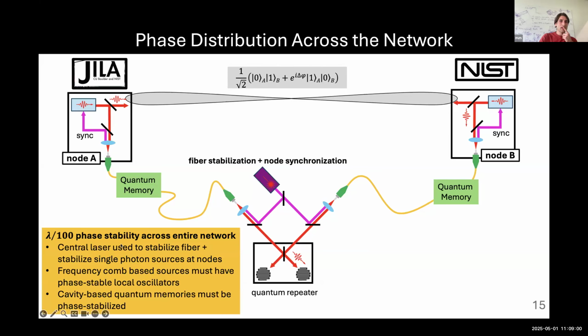So that's the high level view of a bunch of nodes together, and we need everything to be below lambda over 100 phase stability. This is a tall order at the moment, but we're inching towards this. And then we want to introduce other elements into this, such as cavity-based quantum memories and other things like that. They're all going to require this phase noise suppression, because they're all sensitive to it.